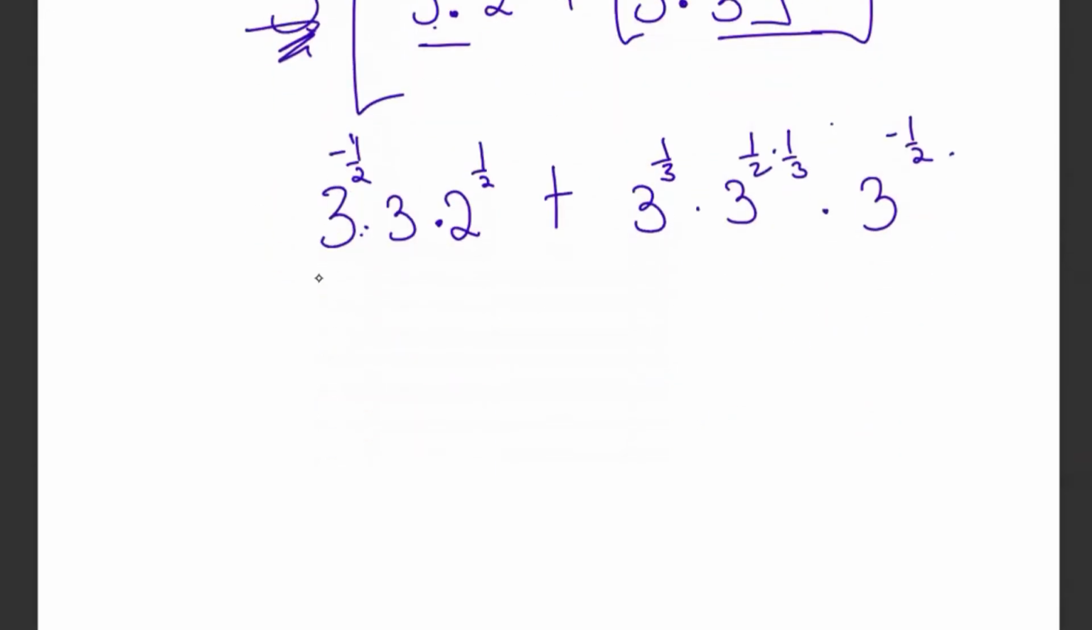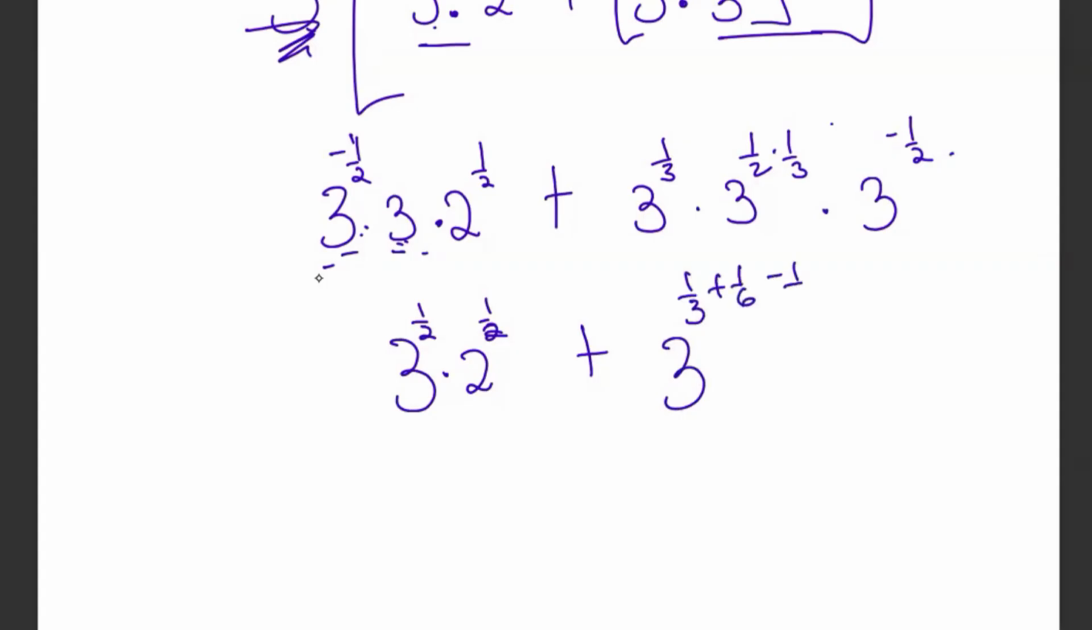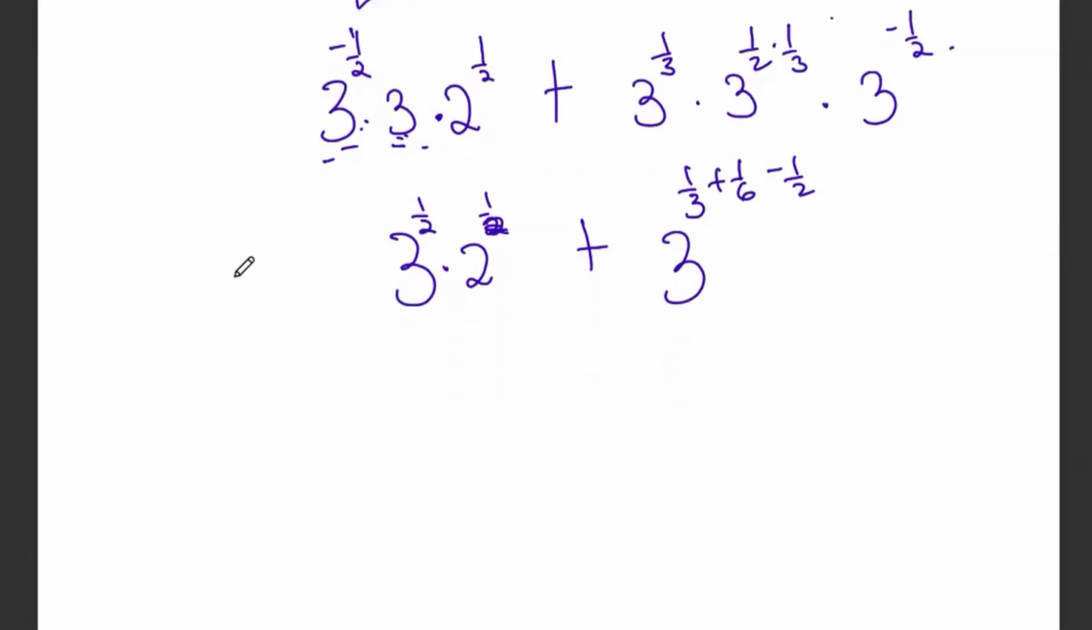When I simplify this and that, because the bases are the same, I'm going to have 3 to the half and then 2 to the half plus this. Let me just add up everything there. That's going to be a third plus a sixth minus a half. When we simplify this, what is a third and a sixth? That's 6, that's going to be 9 over 18, which is a half.